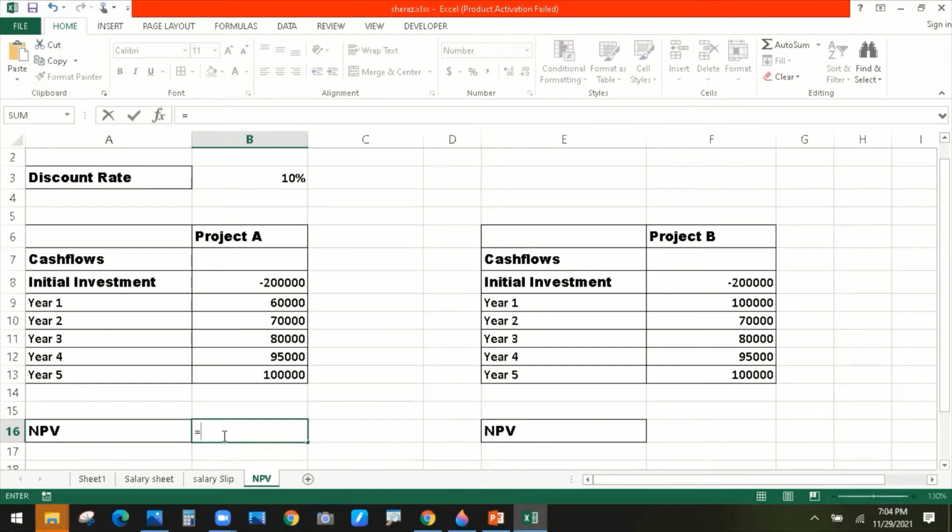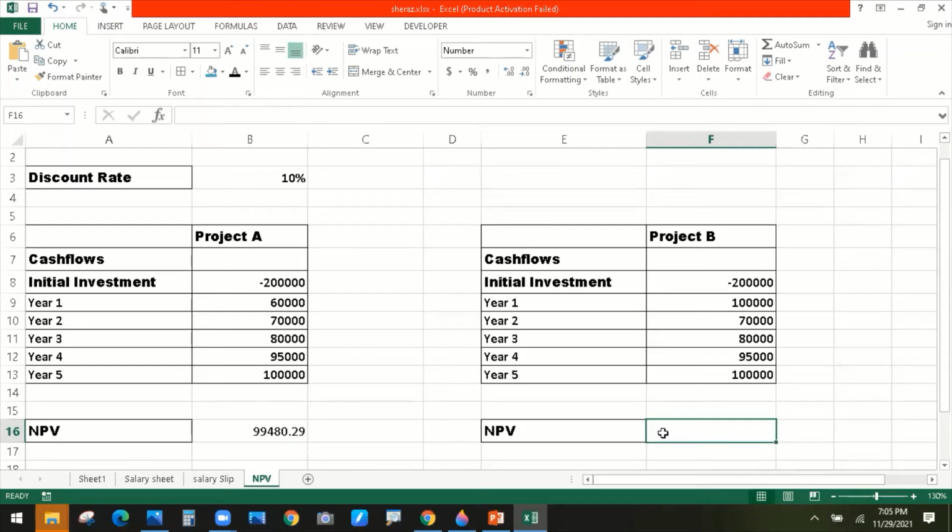We have to use the formula equal to net present value, and then we have to give the discount rate, which is 10%, comma, and we have to give all the future cash inflows, then close the bracket, plus initial investment. So here the net present value is positive. It is acceptable, but we have to compare two projects.